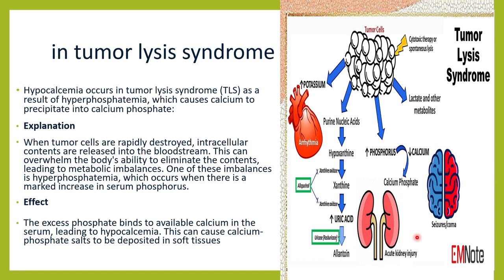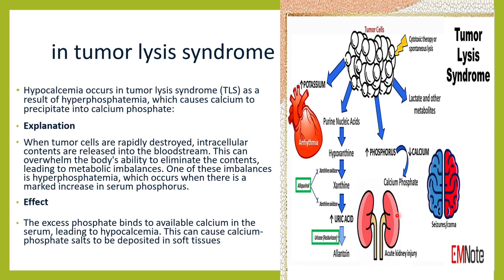So I've told you about tumor lysis syndrome. In tumor lysis syndrome, what happens? There is hyperphosphatemia. Hyperphosphatemia also causes precipitation of the calcium. It will combine with the calcium and form calcium phosphate. So the level of calcium is also going to decrease. So when the tumor is lysed, the rich intracellular phosphate is going to come out, and when it comes out, there is increased high phosphate level.